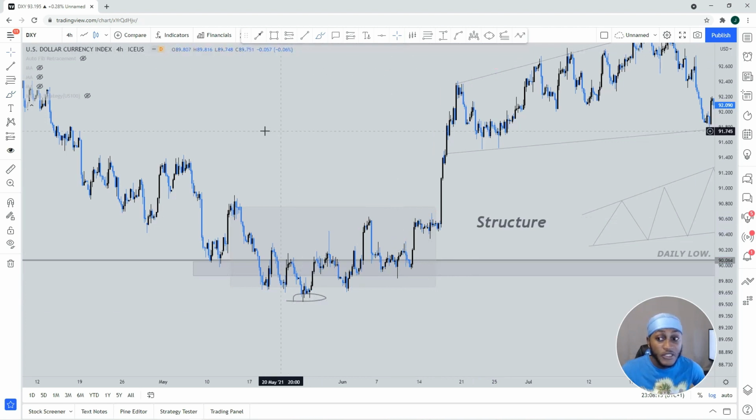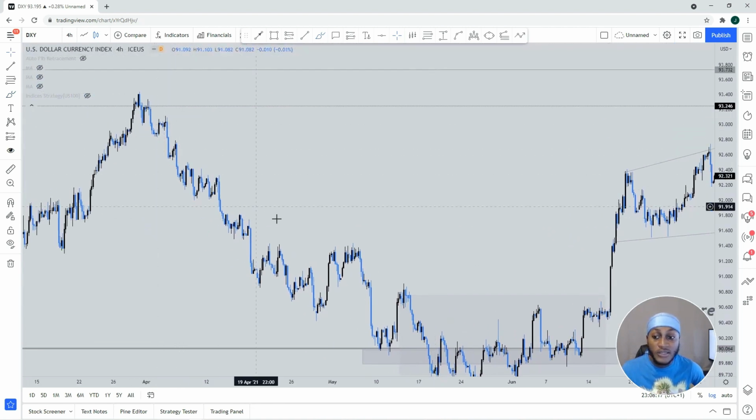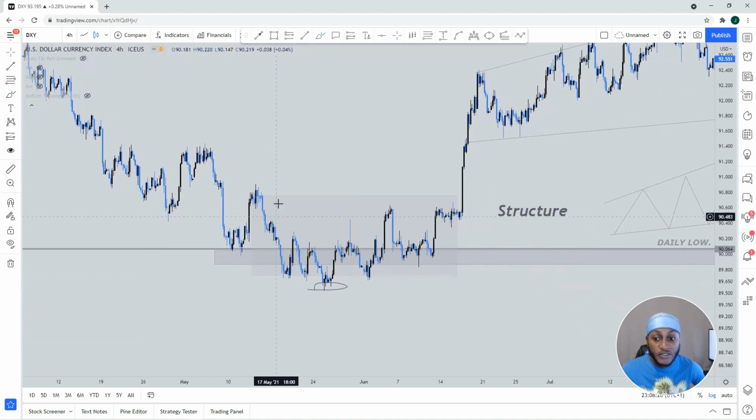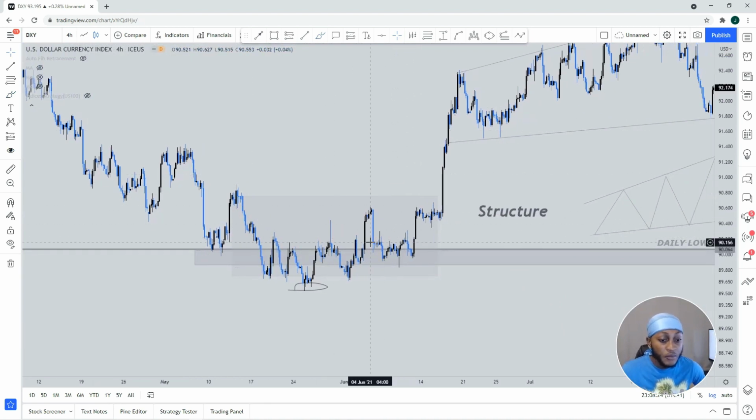My second confirmation for that is, look, we had all that selling off towards the downside, and then price just started consolidating and going sideways, which some people may call market manipulation or a ranging market.